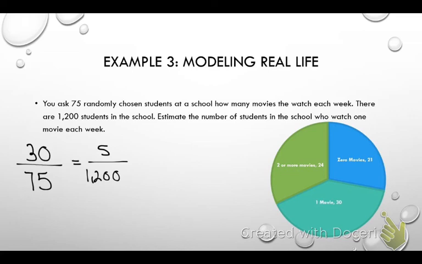All right, so we're going to use that percentage to make a prediction on a larger total. We need to use what method? Cross products. Cross products. Okay. Cross products to solve: 75 times S and 30 times 1,200. 75S equals 36,000.